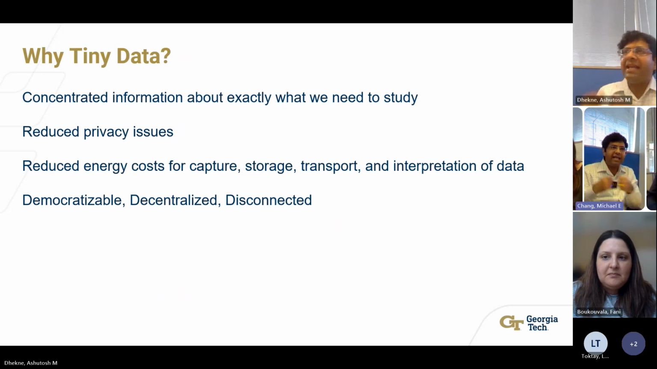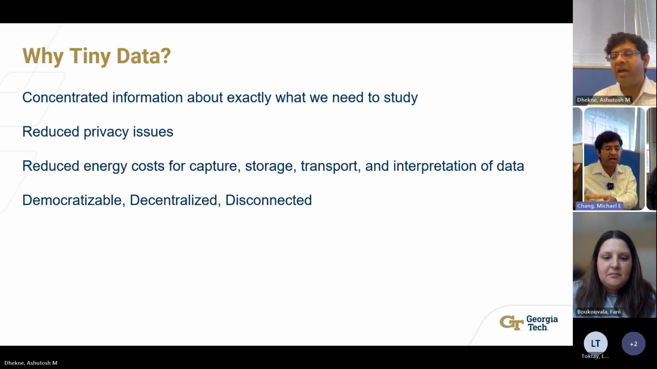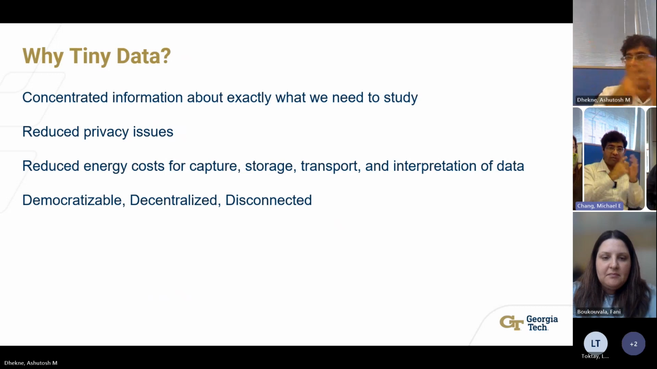Democratizable because anybody can produce a little bit of data. But only a few people could actually produce and transmit huge amounts of data, because it takes money to actually send that data across the internet. Decentralized because decisions could be made by smaller computers like our mobile phones or our laptops instead of being centralized in a cloud computing facility.